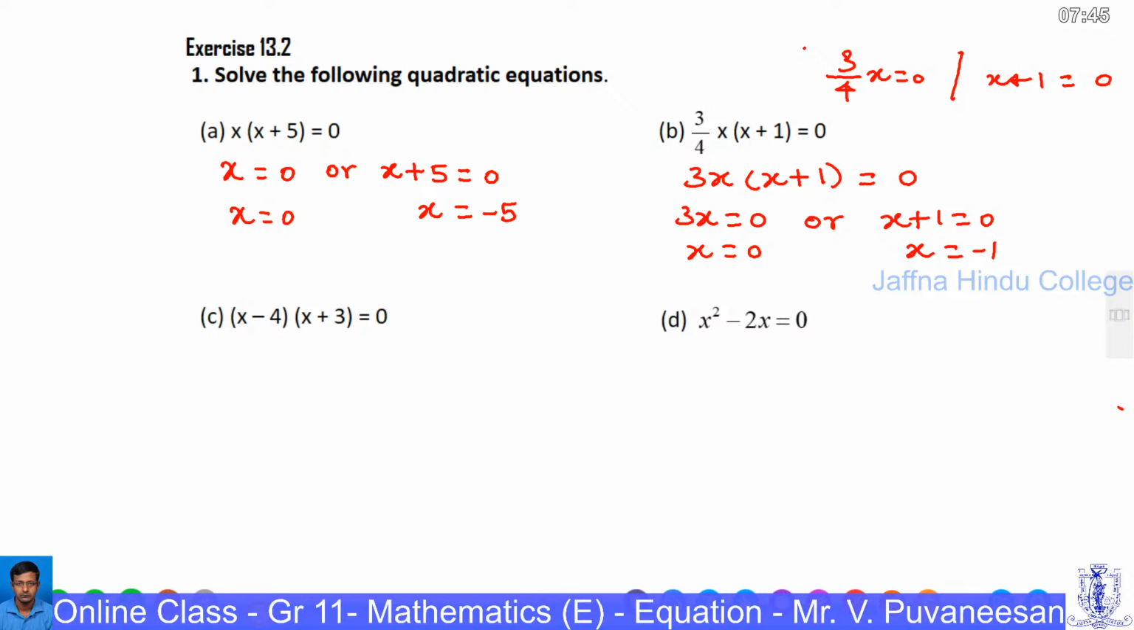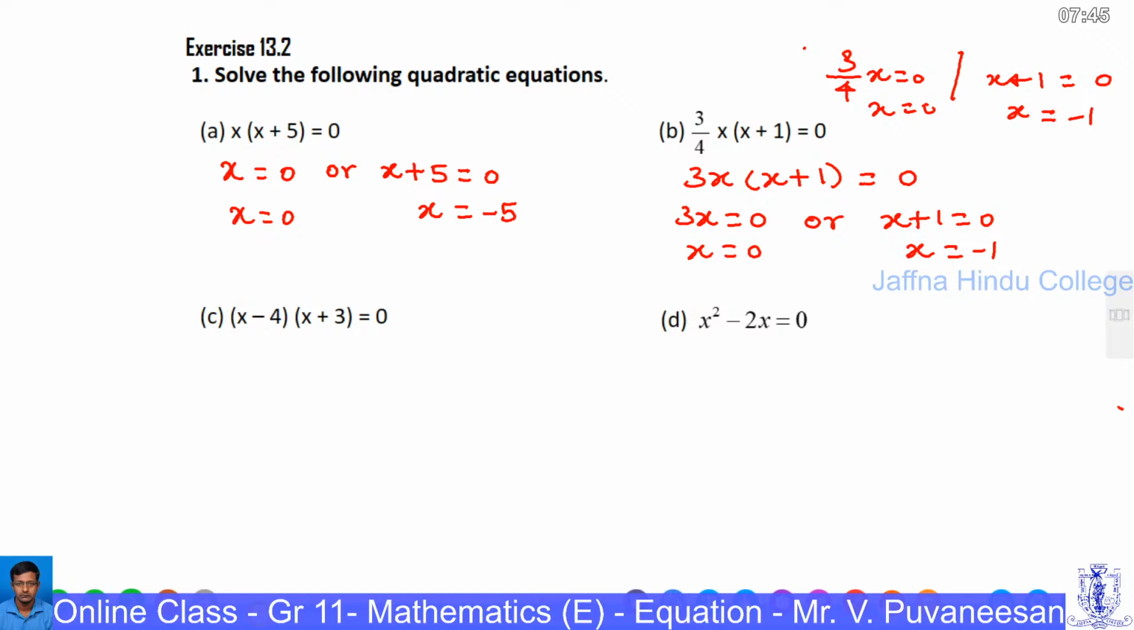3 upon 4 x is one term, x plus 1 is another term. If 3 upon 4 x is equal to 0, x is also 0. No change. Here x is equal to 0 or minus 1. Okay. Right.